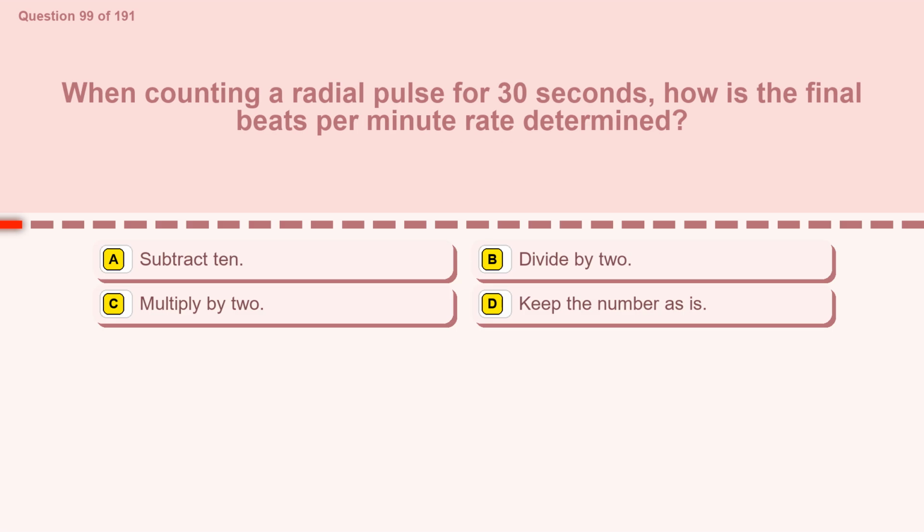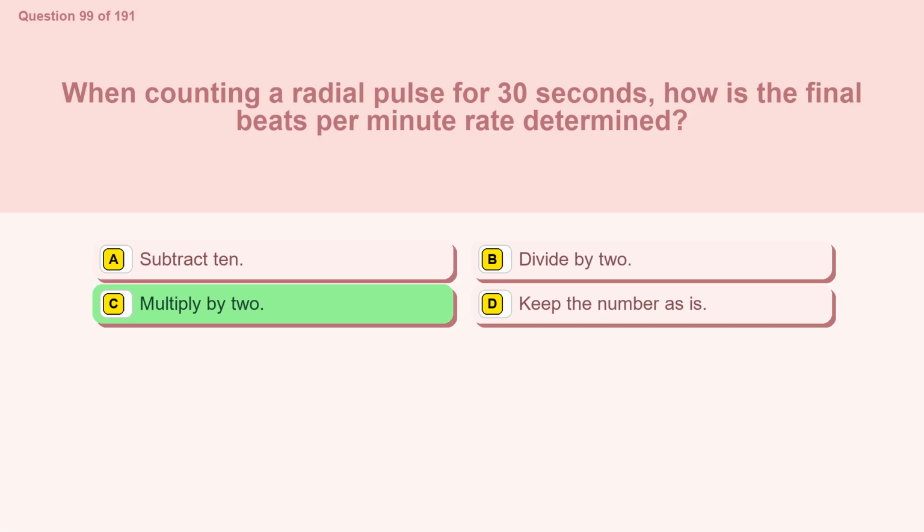Question 99. When counting a radial pulse for 30 seconds, how is the final beats per minute rate determined? Option A, subtract 10. Option B, divide by 2. Option C, multiply by 2. Option D, keep the number as is.